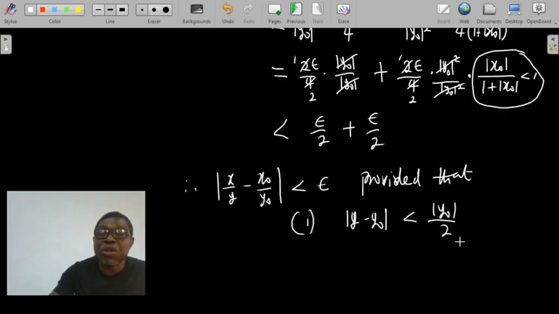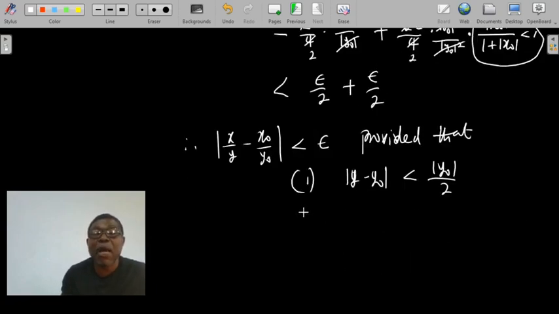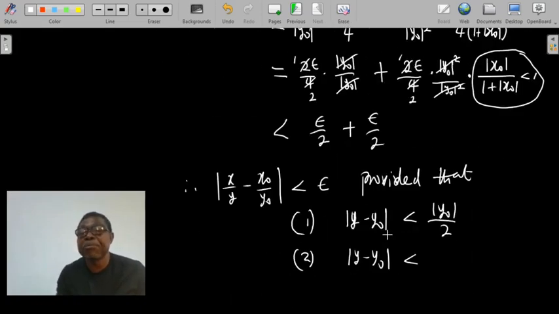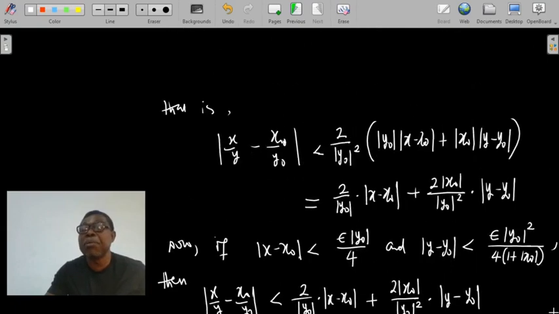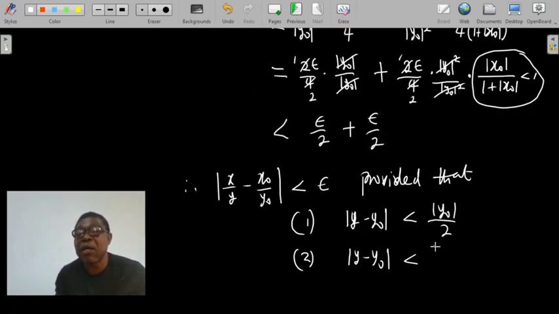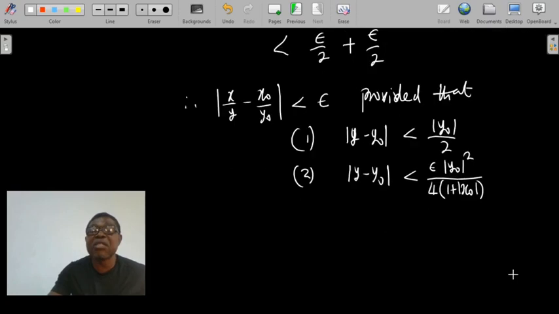This is the first condition we placed on absolute value of y minus y naught. 2, absolute value of y minus y naught is less than, if you look up here, we'll get epsilon absolute value of y naught squared all over 4 into 1 plus absolute value of x naught. So I have epsilon absolute value of y naught squared all over 4 into 1 plus absolute value of x naught.